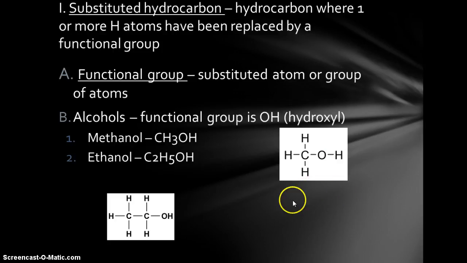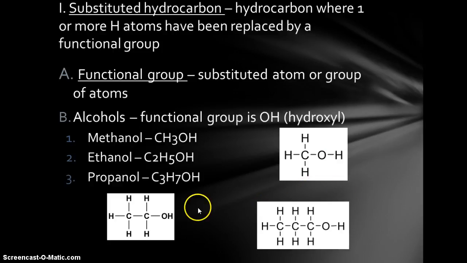And the third type of alcohol you need to know is propanol. Propanol is C3H7OH, and so there's 3 carbons and 1 hydrogen is taken off for it to become OH.